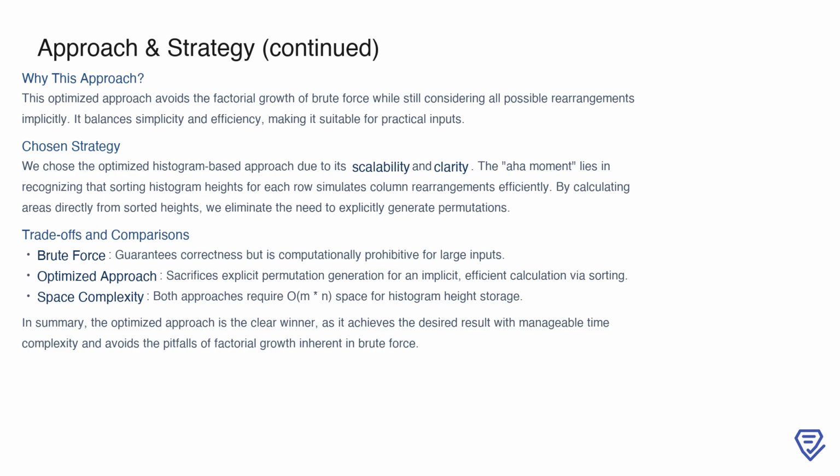In terms of trade-offs, brute force guarantees correctness but is prohibitively slow for large inputs, while the optimized approach achieves the same result with a scalable O(m*n) log n complexity. Additionally, both methods require O(m*n) space to store histogram heights. Ultimately, this optimized strategy is the clear choice, as it provides a practical and efficient solution to the problem without compromising accuracy.